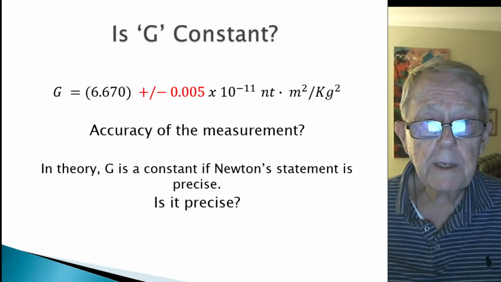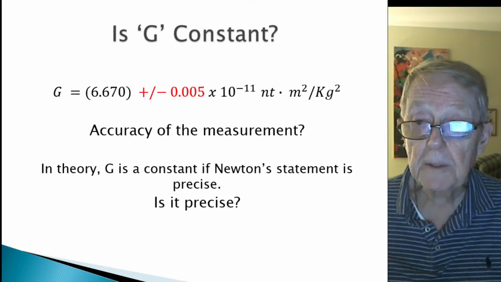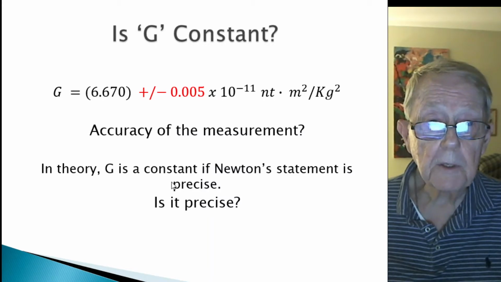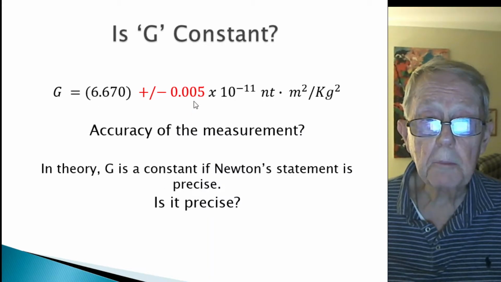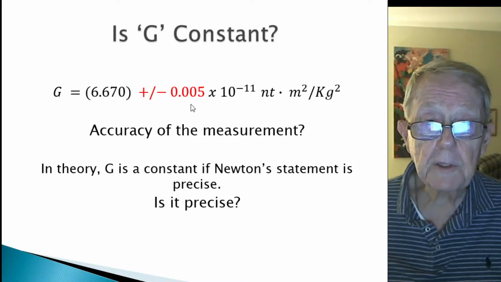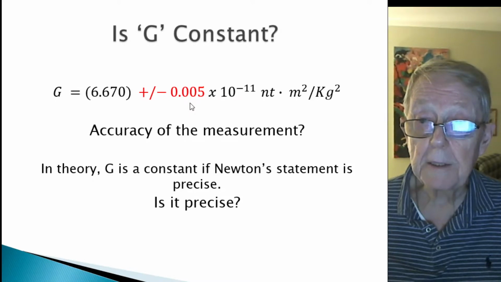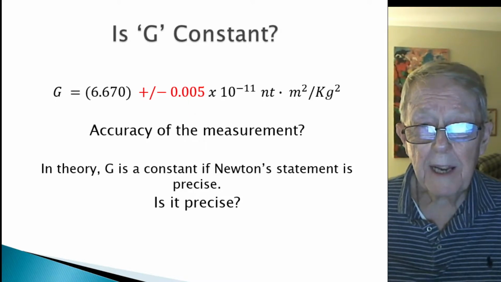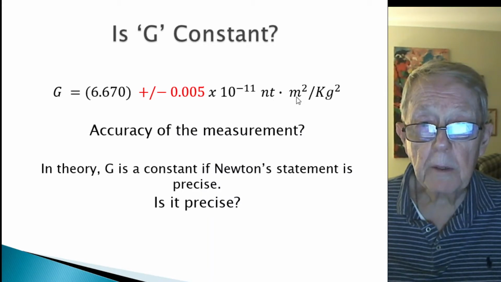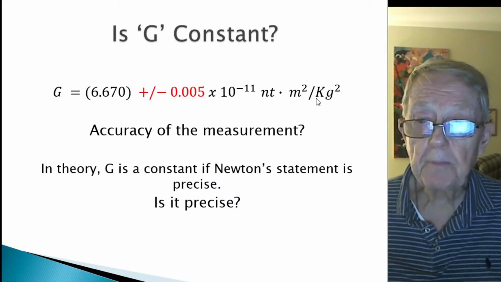Well, the whole question is, is G a constant? I mean, is it a universal gravitational constant? And the first thing you notice about the current value of G is that it has a plus or minus. Plus, it has this strange unit, Newton meter squared per kilogram squared.